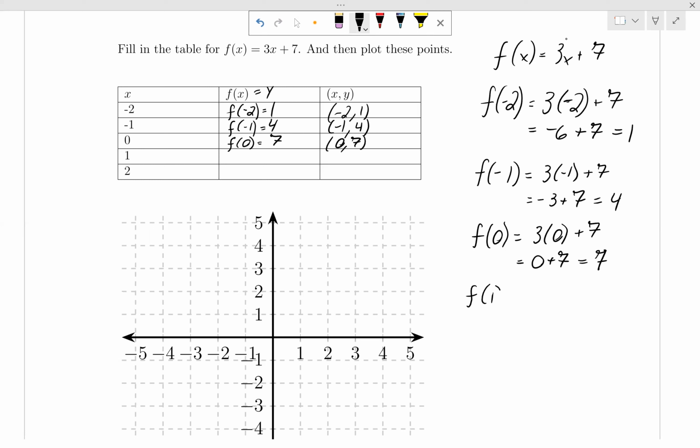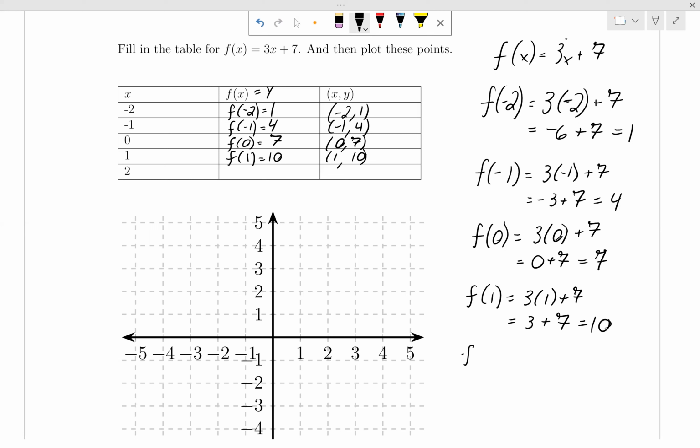Then we do the same thing for 1, and we get 3 times 1 plus 7 is 3 plus 7, which is 10. So f of 1 is equal to 10, and we get the point 1, 10.